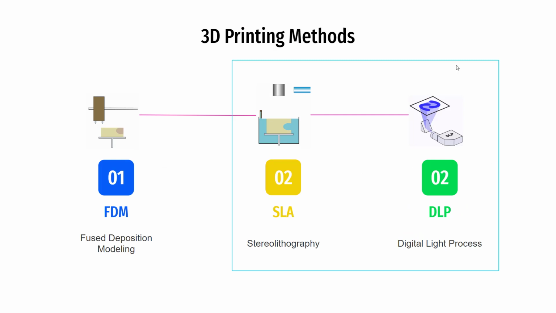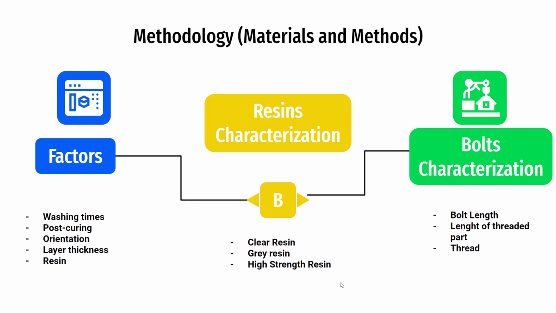Today we have many methods for 3D printing. The most common are fused deposition modeling, stereolithography, and digital light processing. For this study, we use stereolithography and digital light processing.